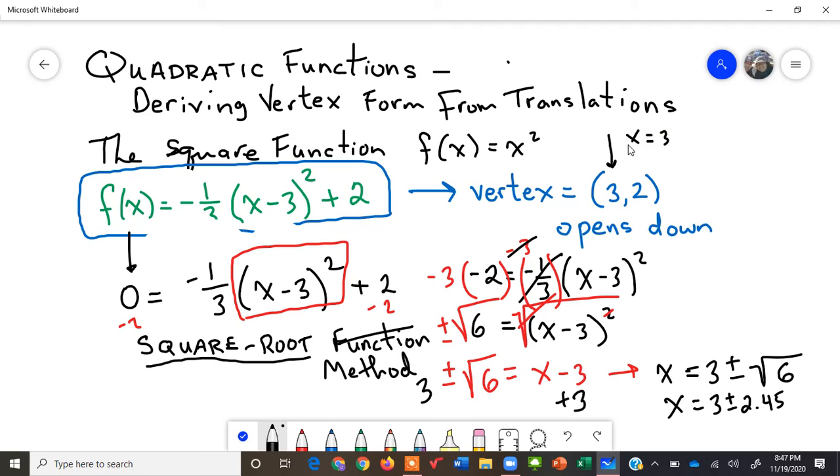Therefore, it's symmetric about this line. And so the line x equals 3, that vertical line, is the axis of symmetry. So in general, when we are in vertex form, remember vertex form has x minus h squared plus k, this h, x equals h, is our axis of symmetry.